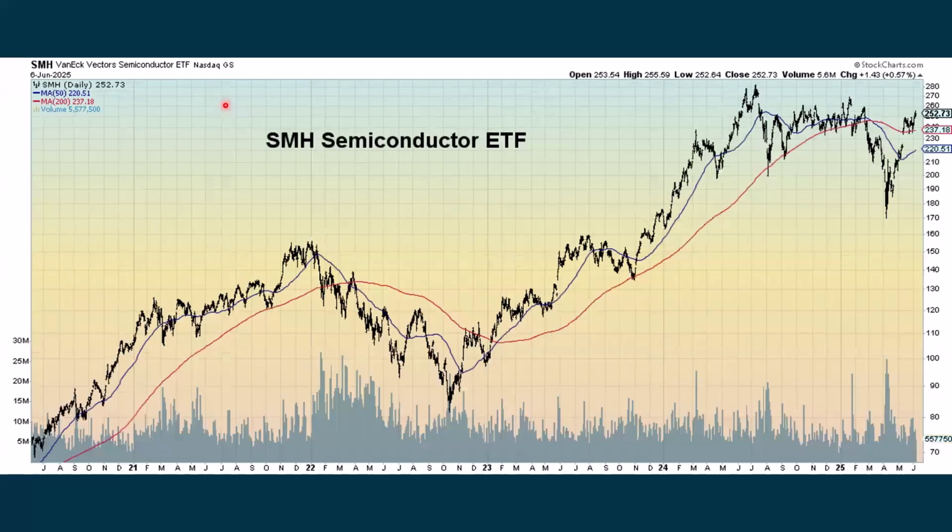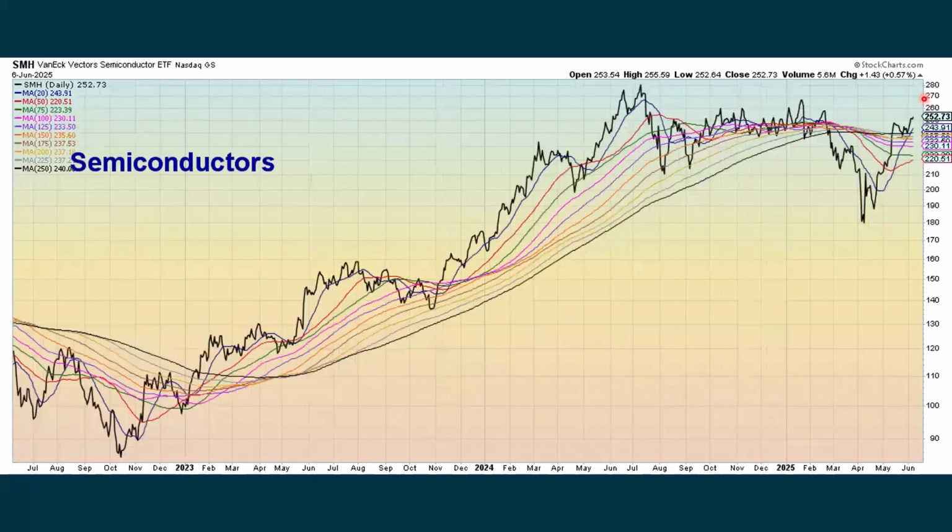And then we look at the semiconductors. This is a huge part of growth. Now, they're still in a downtrend, but they're above both moving averages. A lot of sideways action in here. We're watching to see, are we finally going to be able to break to the upside and turn even more positive?